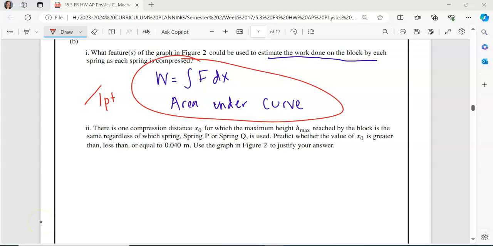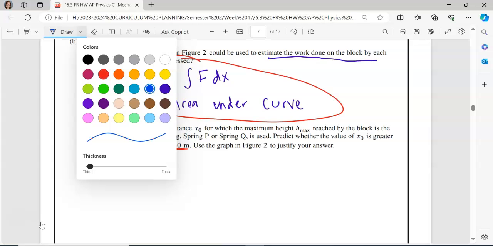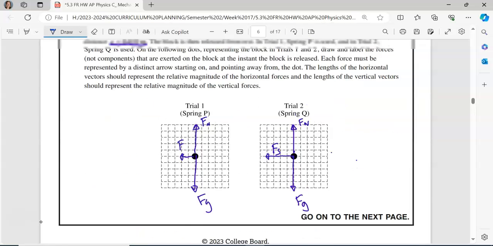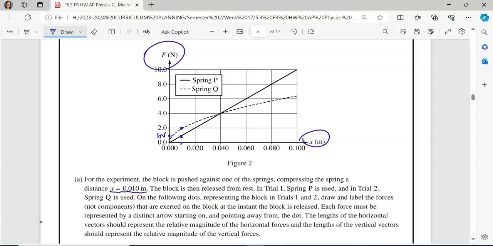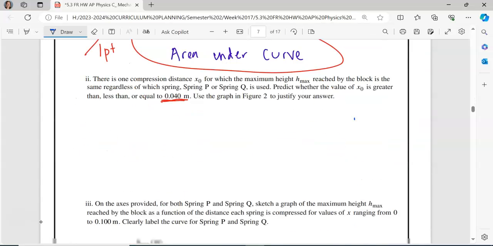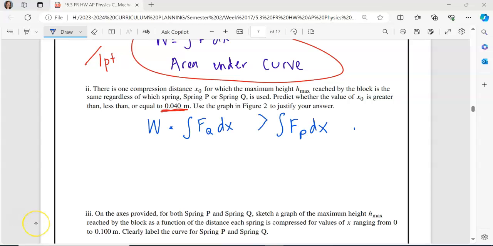Okay, so let's look back at these graphs. We're comparing it at the 0.04 meters mark. When I look at the graph, the area under the graph for spring P is going to be less than that for spring Q. Let's write that. So spring Q has a greater area under the curve at 0.04 meters than spring P. So this means there is more energy stored in spring Q.